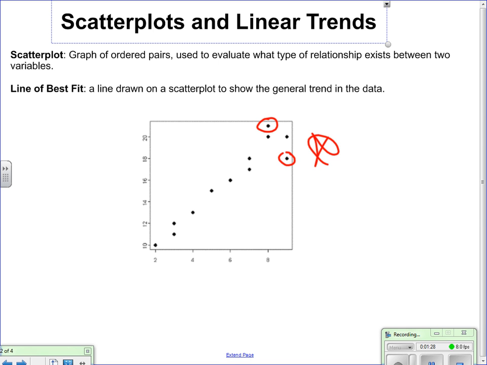Notice that there's a couple here that are a little bit outside, but most of the data follows a general trend. If I were to draw in a line of best fit, it's a line that's as close to, maybe not connecting, but as close to as many of the data points as possible. Now notice that the data seems to follow a linear trend. And in this case, it looks fairly strong. It looks like the data in this particular example are fairly close together, and that there's a very strong relationship between what I am looking at here in the ordered pairs.